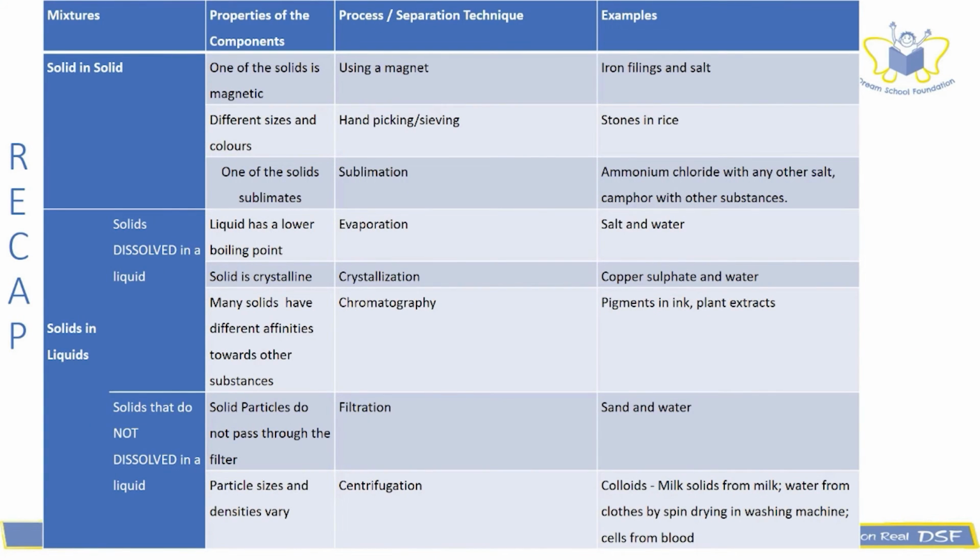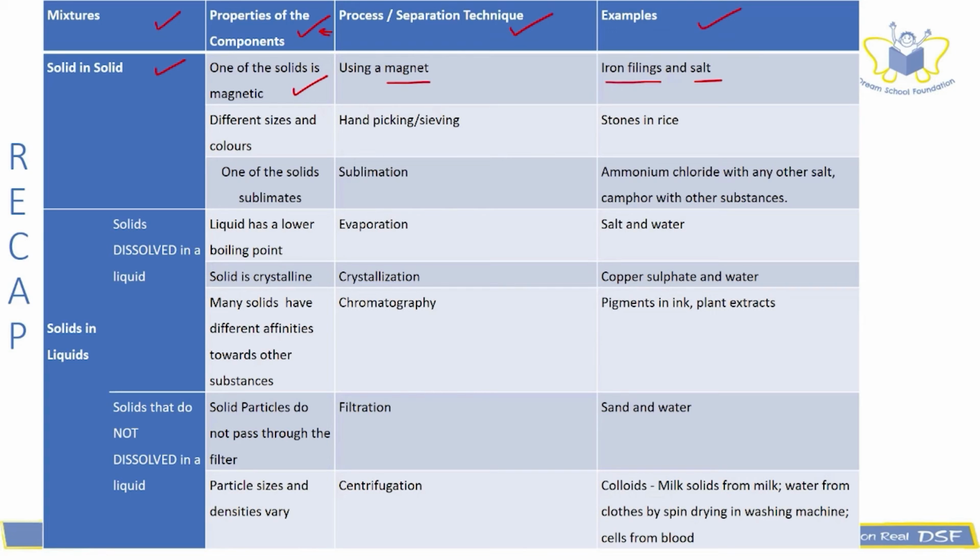Now it's time to recap what we have learned till now. We'll be basically looking at mixtures, the properties of the components in those mixtures, the process or separation technique that we will use based on these properties, and the examples that we have learned. Let's see solid and solid mixture. One of the solids is magnetic, is the property that we are looking at. So we will use a magnet, and the example is iron filings and salt mixture.